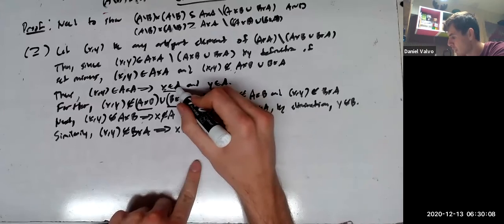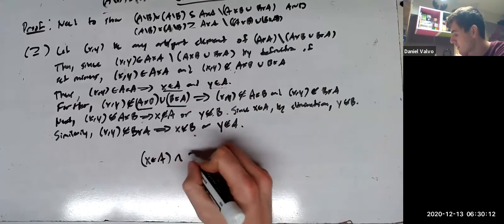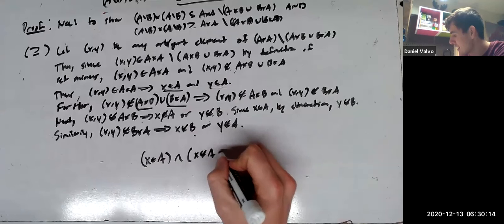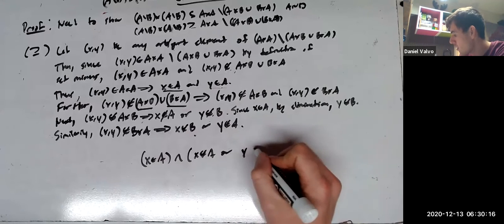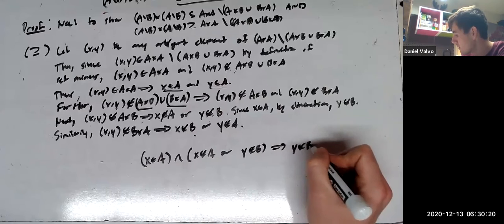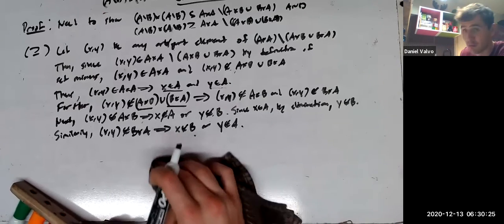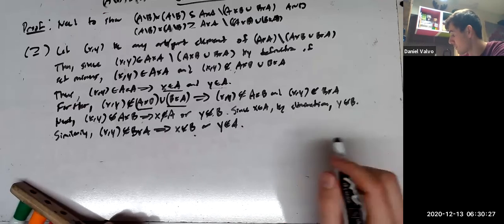Right? We're just using this fact put together with this fact. Like we said, there's X in A, that put together with X not in A or Y not in B, that implies Y not in B. And that's like an elimination argument. If you remember, gosh, elimination arguments way back when.